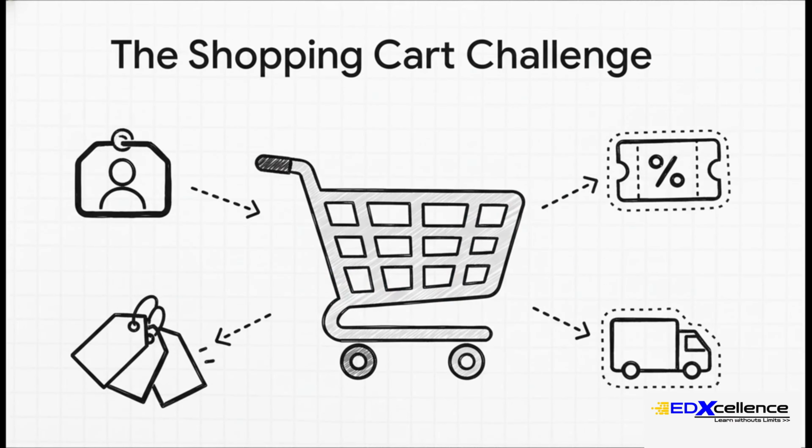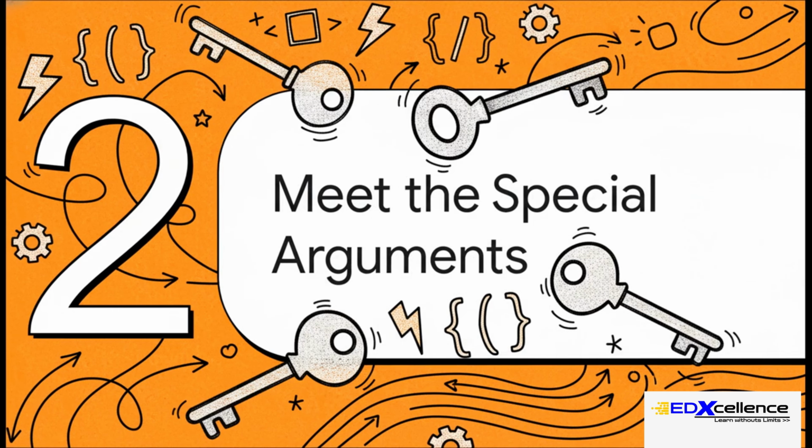Okay, let's get specific. First, we absolutely need the customer's name. That's a must. Then we need to handle any number of item prices. Could be 1, could be 20. We also need to account for an optional discount and maybe some other optional details. A normal function, the kind with a fixed set of arguments, just can't do this. It's not built for this kind of chaos. We need some special tools. And, lucky for us, Python has the perfect tools for the job. Let's meet the special arguments that are basically the secret ingredients for writing this kind of dynamic, flexible code.